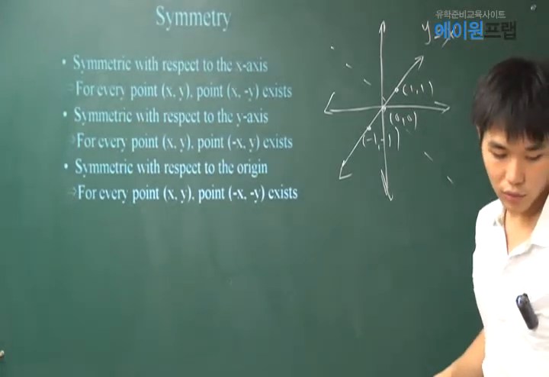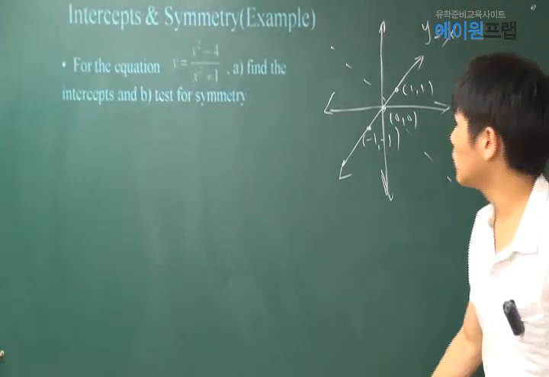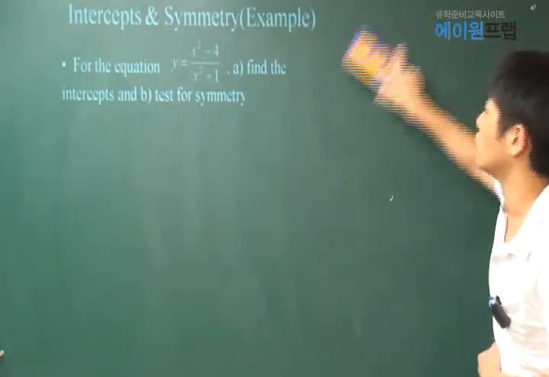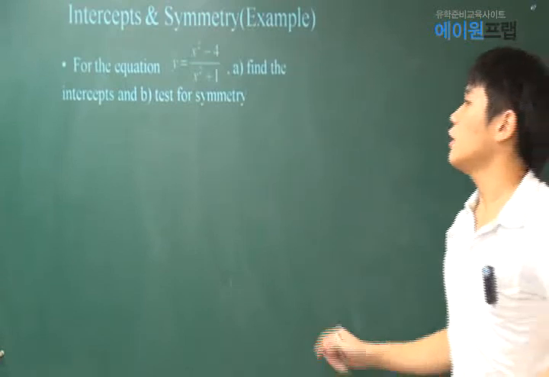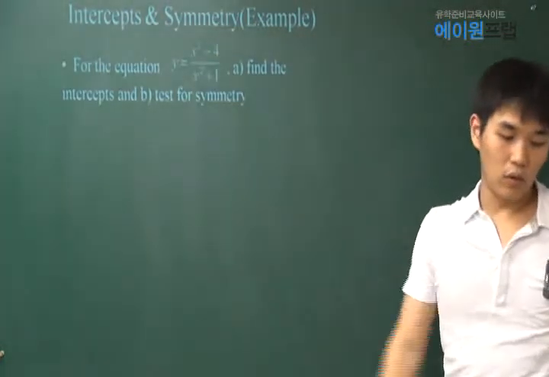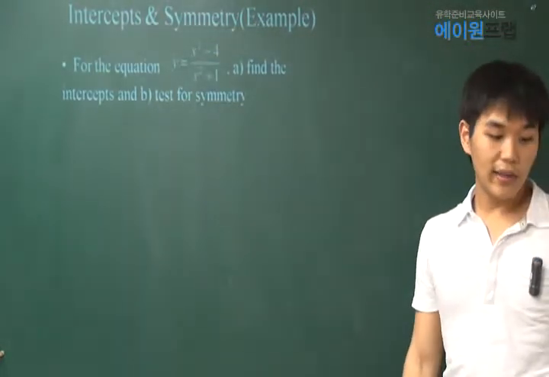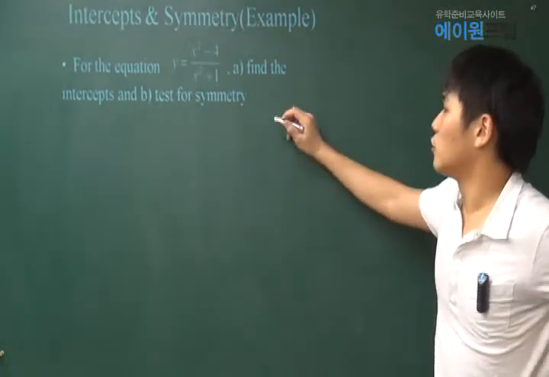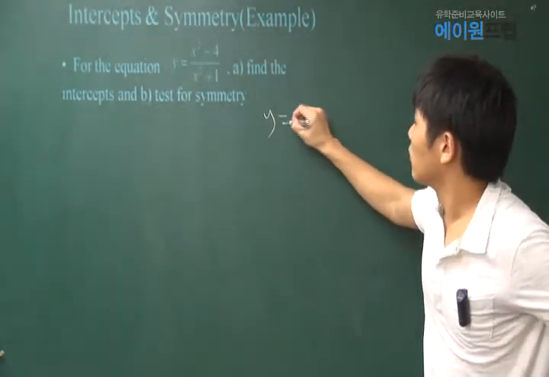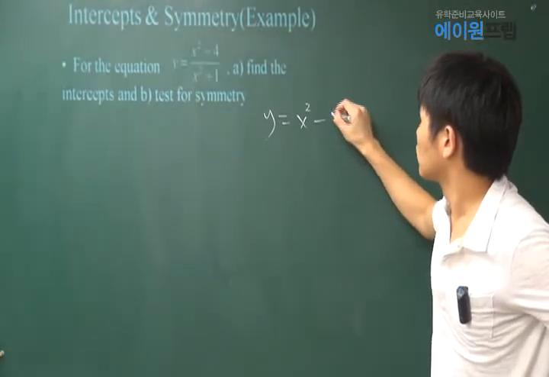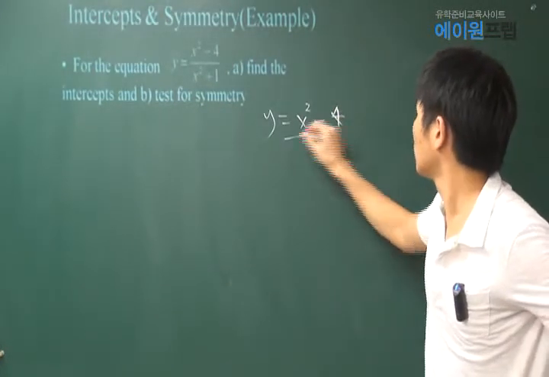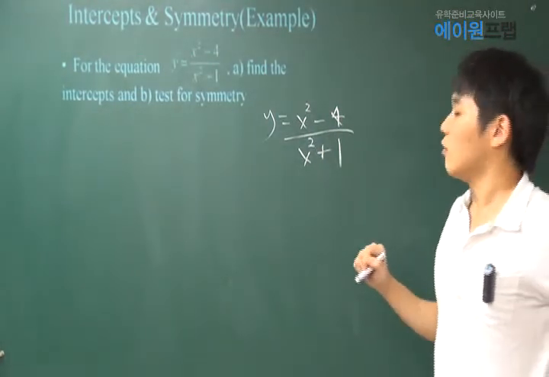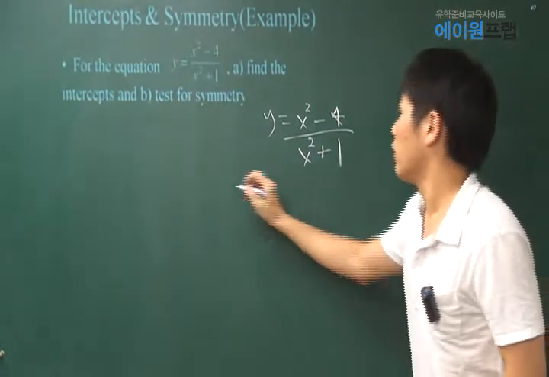So let me go through the intercepts and symmetry in this example. For the equation y equals (x squared minus 4) over (x squared plus 1), find the intercepts and test for symmetry. So first, let's find the intercepts. We have the equation y equals (x squared minus 4) over (x squared plus 1). So what do we do when we find the intercepts? First, let's find the y-intercept.